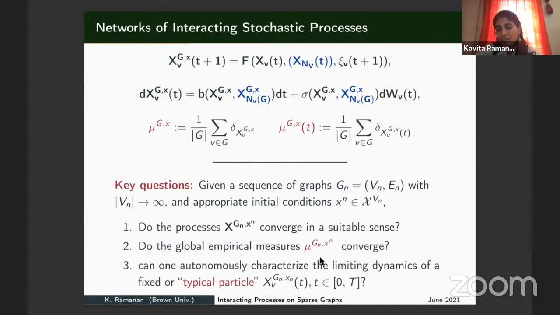And this is the main thing that I'm really interested in. I'm interested in all three, but maybe this is the really not obvious one at all. Can one somehow autonomously characterize the limiting dynamics of a typical particle? So assuming the limit exists, assuming it does converge, then what is it? What is that dynamics? If it does converge, can I somehow describe that dynamics? Okay, so those are the questions that we want to address.